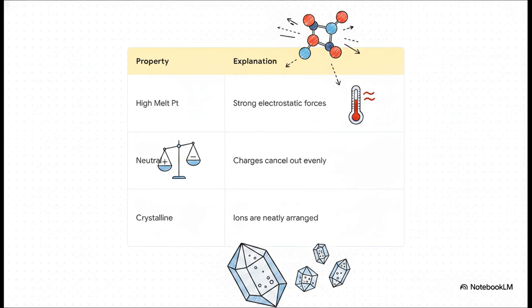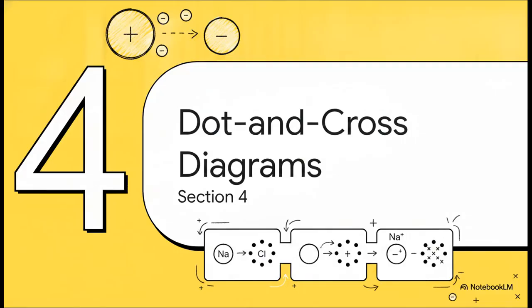The positive and negative charges cancel each other out perfectly. Third, and this is a big one, they only conduct electricity when molten or dissolved in water. Why? Because that is the only time the ions are actually free to move and carry a charge. And finally, their even distribution creates beautiful, regular crystalline shapes, just like the salt crystals you have sitting in your kitchen.